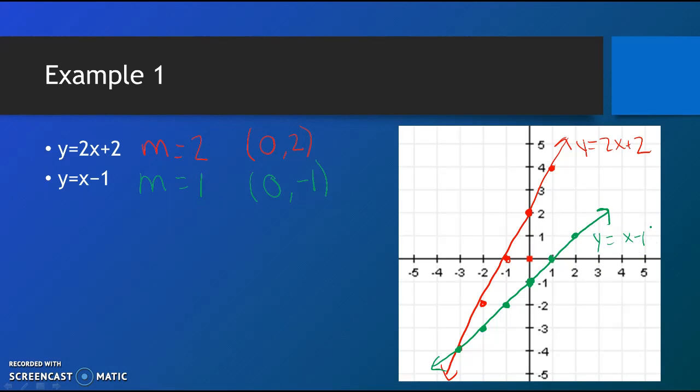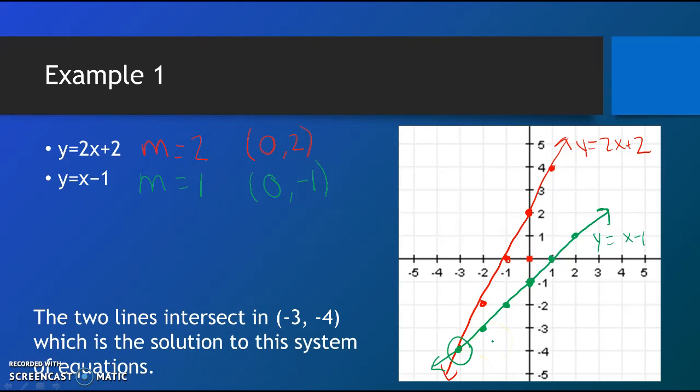Now to find the solution, we have to look where both of the lines intersect on our graph, and they're going to intersect right here at -3, -4. Therefore, the solution to this system is -3, -4.